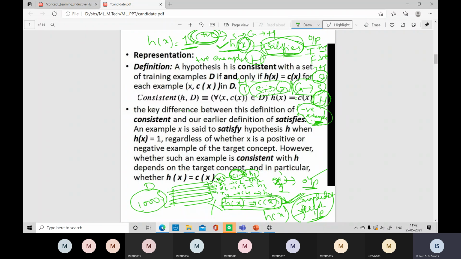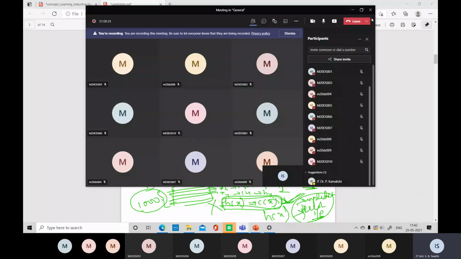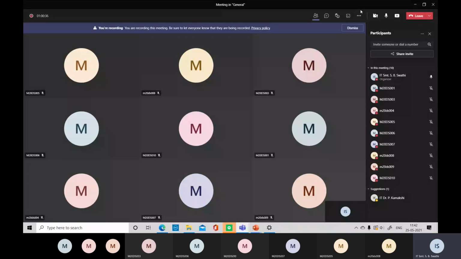Is this clear, students? Yes, ma'am, it is clear. Okay, right. How we are doing this, we will discuss in the next class. What is the procedure? Specific to general, whatever we have done in Find-S, the same thing we have to do here also in candidate elimination. Then how to convert general to specific, that we will do in the next class.